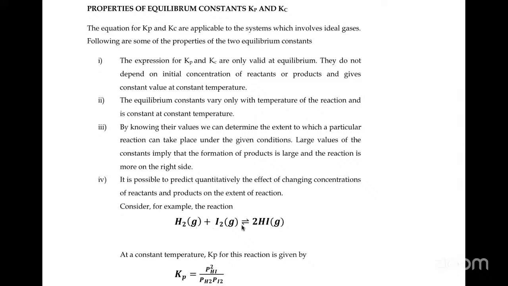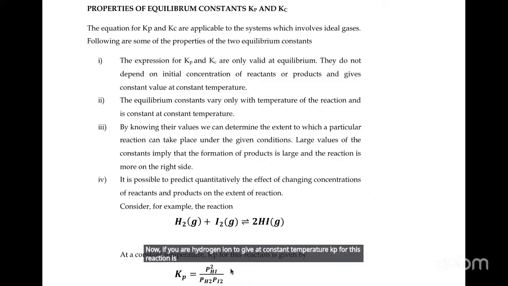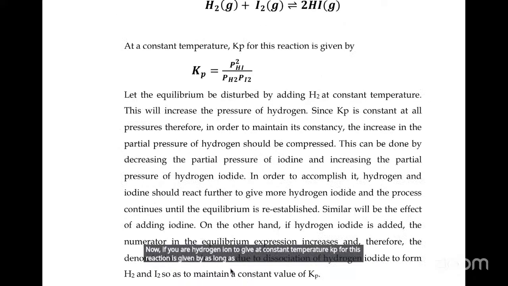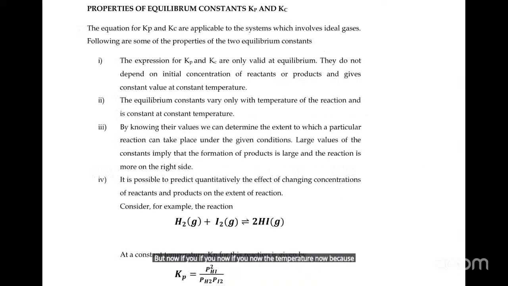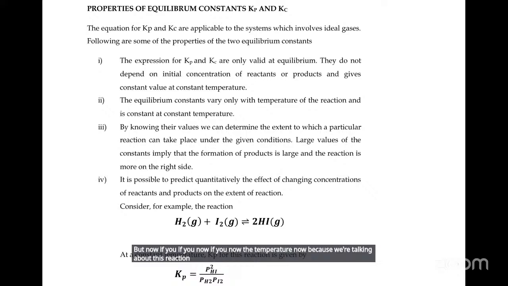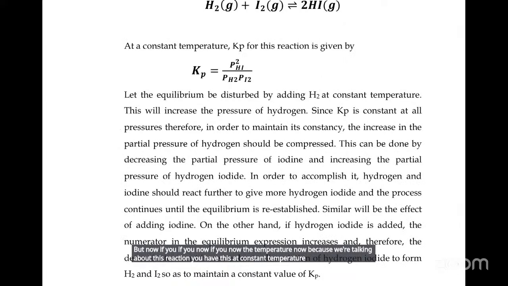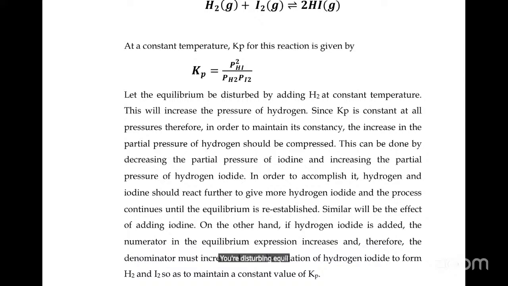Now, if you have hydrogen and to give at constant temperature, Kp for this reaction is given by, as long as your temperature is not changing. But now, if you change the temperature, because we're talking about this reaction, you have this at constant temperature. But if you change the temperature, you're disturbing equilibrium. You're disturbing equilibrium, which is part of those things we're going to be talking about in our next class.